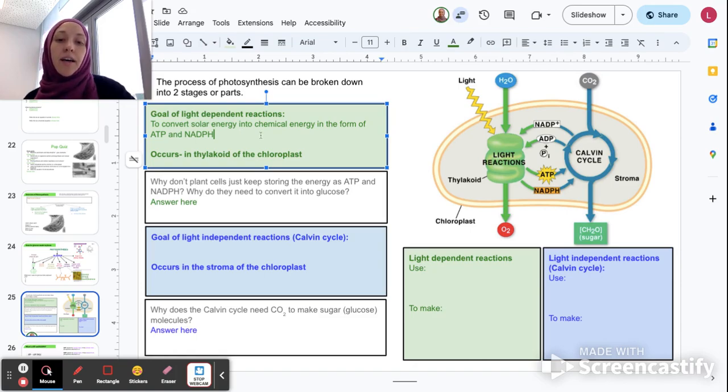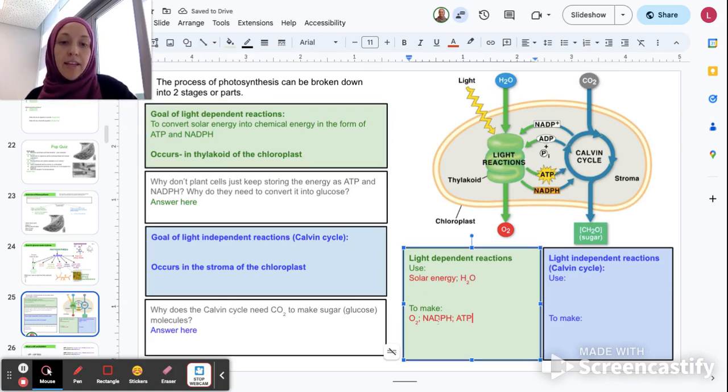In this process, the light-dependent reactions, what do they need to use to do this? Well, they're going to use solar energy. They're going to use water. Okay. And what are they going to produce? They're going to produce oxygen. They're going to produce ATP, and they're going to produce NADPH. Our ultimate goal is to produce ATP and NADPH. And I've written that down here for you.